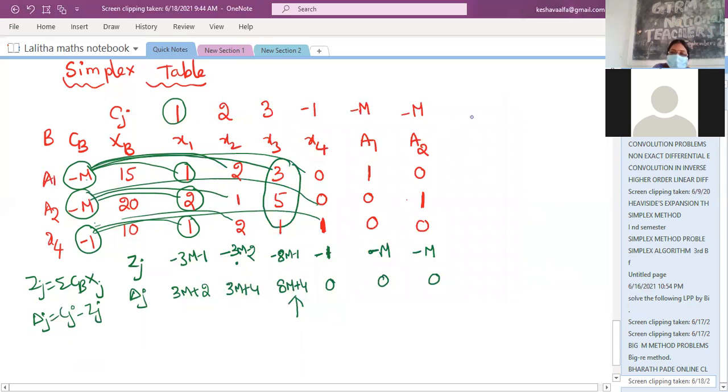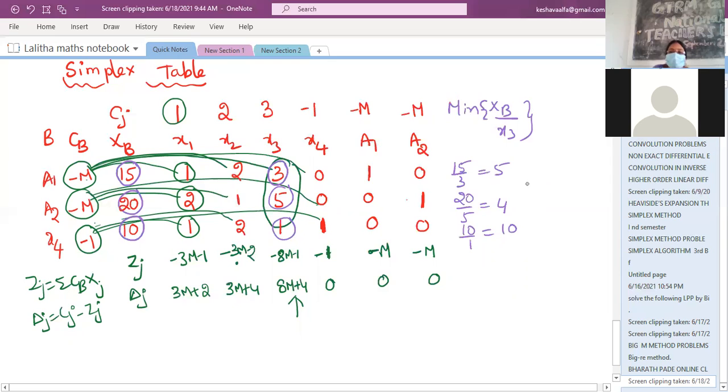How to calculate outgoing vector? Minimum ratio, minimum of xp by entering vector x3. So xp by x3. xp value is 15 by 3, that is 5. Next, 20 by 5, 4. Next, 10 by 1, we get only 10. Which one is minimum? 4. So outgoing vector is A2.